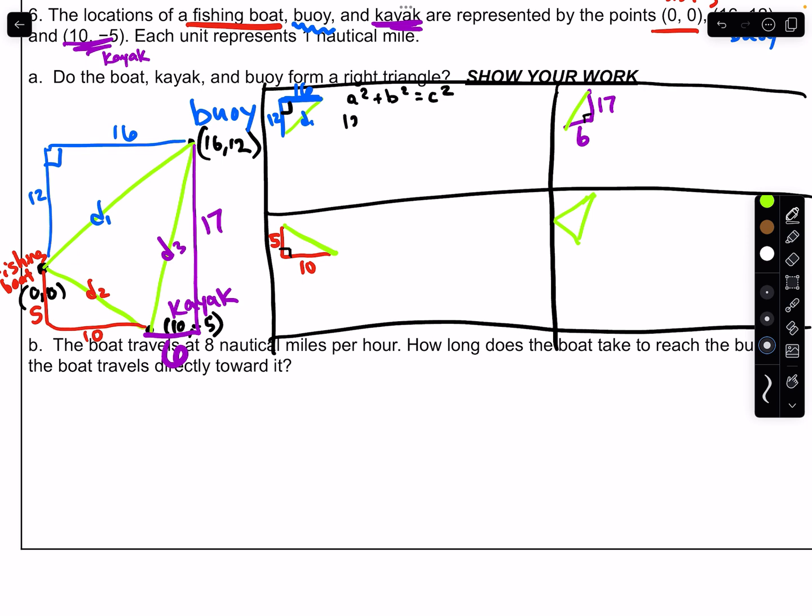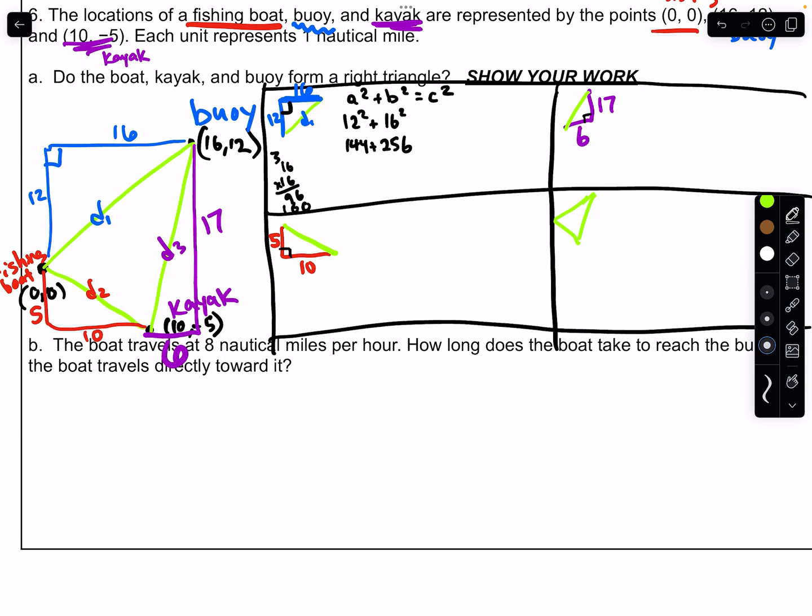So 12 squared is 144. 16 squared, I really should have memorized. I know it ends in a 6. Let's see, 16 times 16, 36, carry the 3, 6, 96. 1, so it's 256. That sounds right.